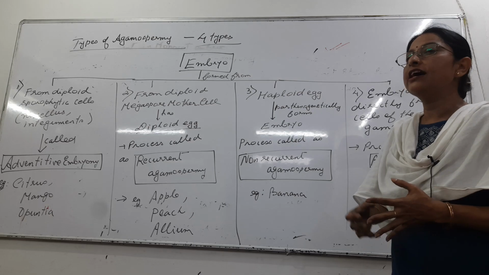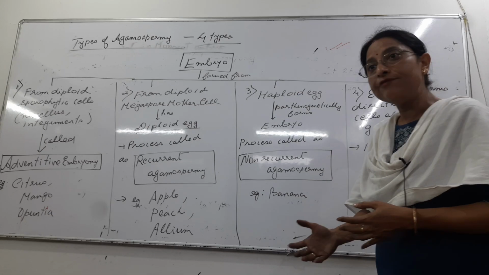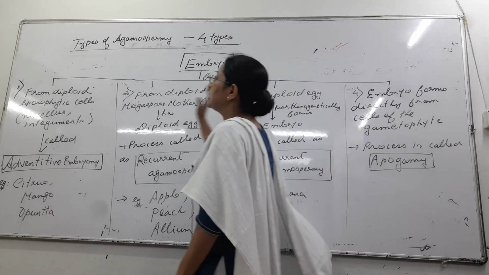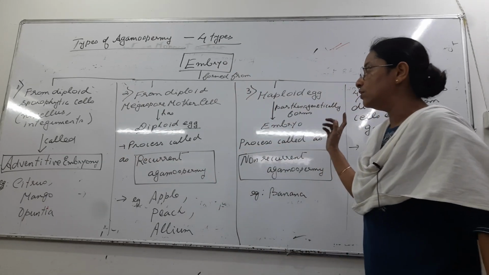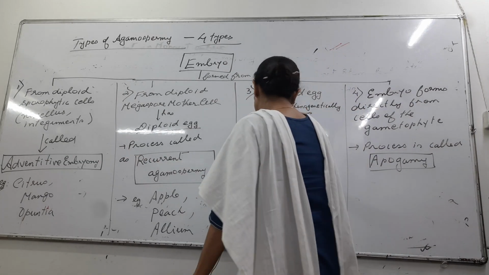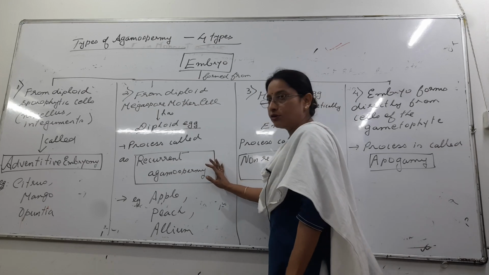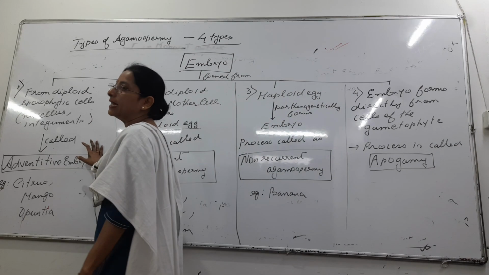If the embryo does not form through gamete fusion, then how does it form? Based on that we have 4 types of agamospermy. Is the point clear? Out of these 4 types, I don't think this tree is very important. What is important is this part, right?